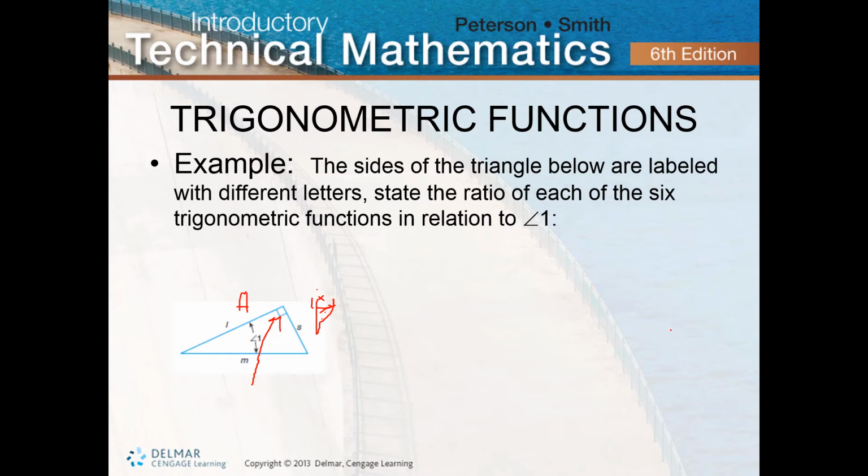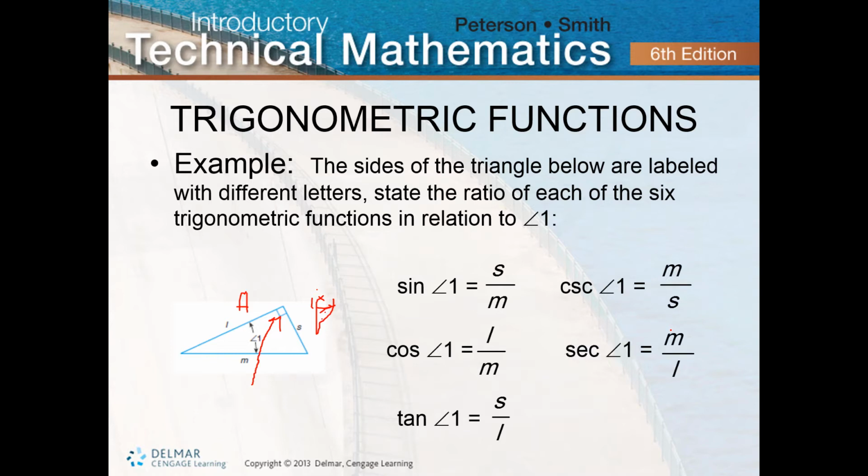So opposite of 1 is S, adjacent is I, so it's S over I. And cotangent, just flip it, I over S. It is the reciprocal. Look at that. Huh? Good job, us.